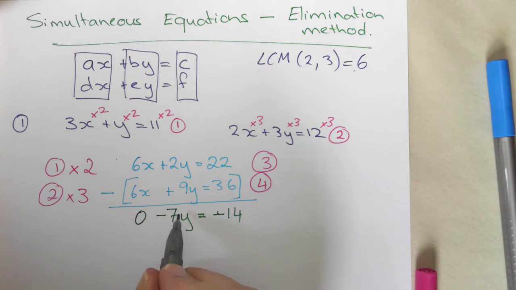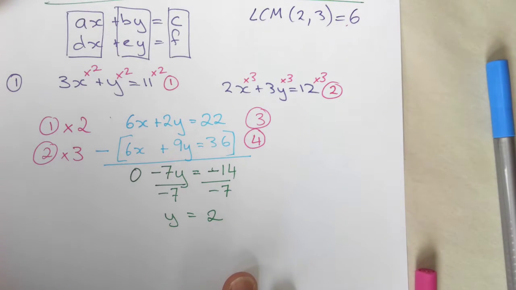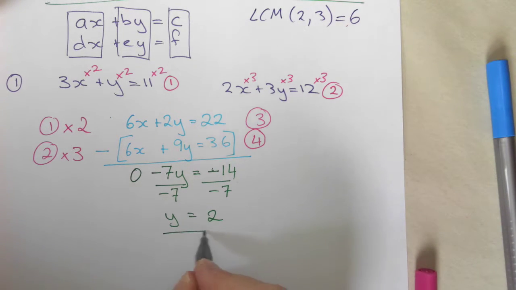So I need to solve and find y by itself. I need to get rid of the negative 7 by dividing both sides by negative 7. That gives me y equals negative over negative is positive, 14 over 7 is 2. So that gives me y equals 2, or part of my solution I should say. So remember, we've now found y equals 2.